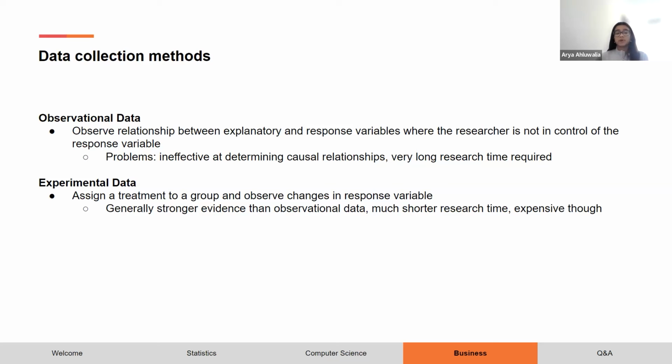On the other hand, you have experimental data, where the researcher will assign a control group and a treatment group. They will impose the treatment on the treatment group, and then observe changes in the response variable. Because of the researcher's involvement, this is generally stronger evidence than observational data, and it requires less time because it's more targeted and streamlined. But it is expensive because you need to set up the control and treatment groups, impose the treatment, then record results, etc.